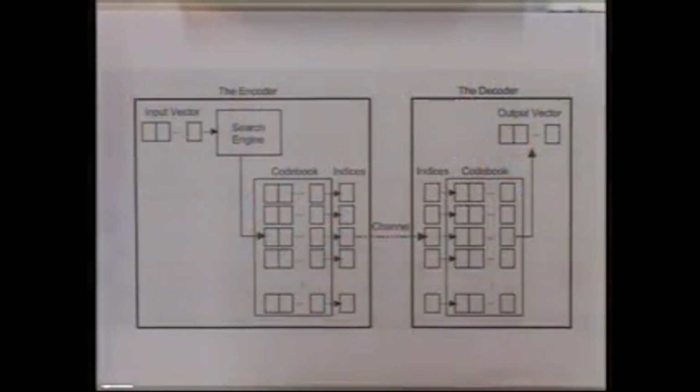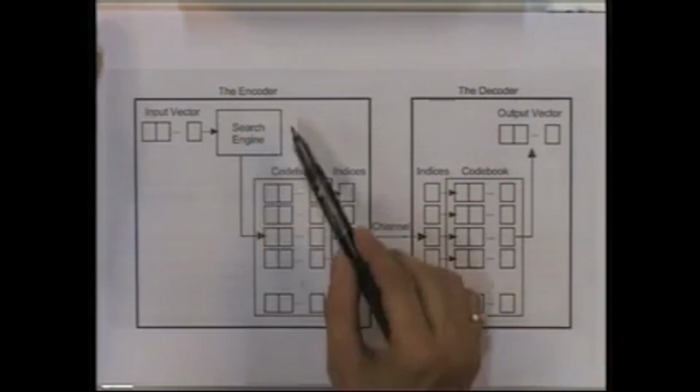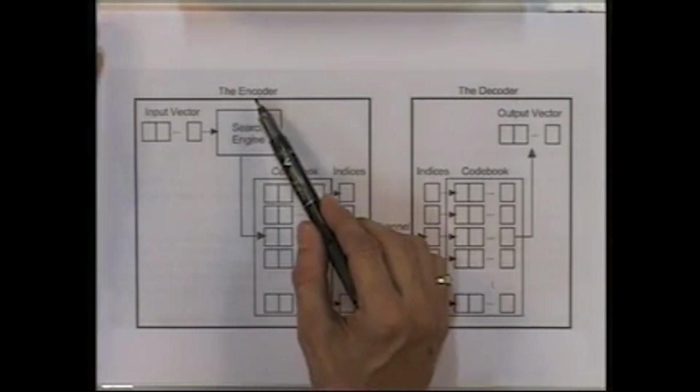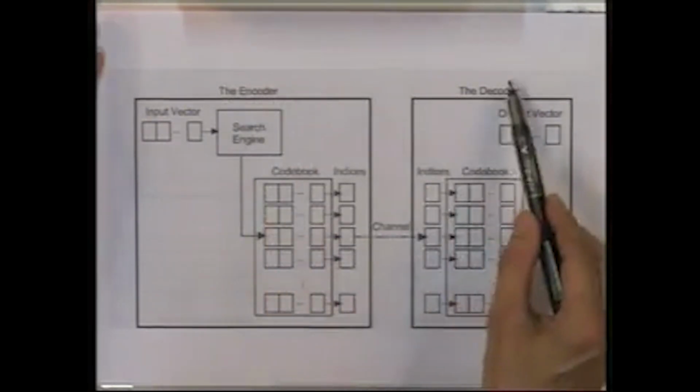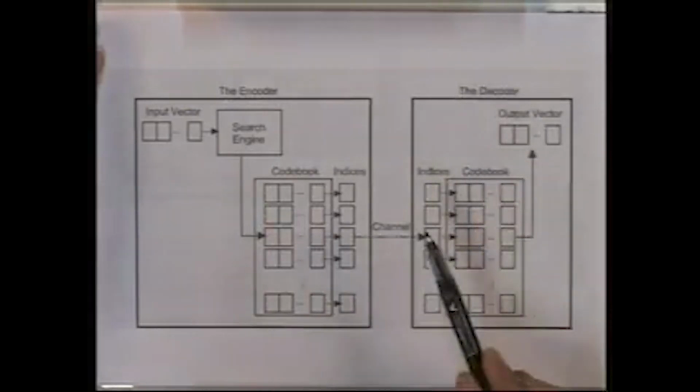Now, this technique of block quantization is popularly known as vector quantization. The figure here depicts the operation of a vector quantizer. A vector quantizer is composed of two operations. The first is the encoder and the second is the decoder.